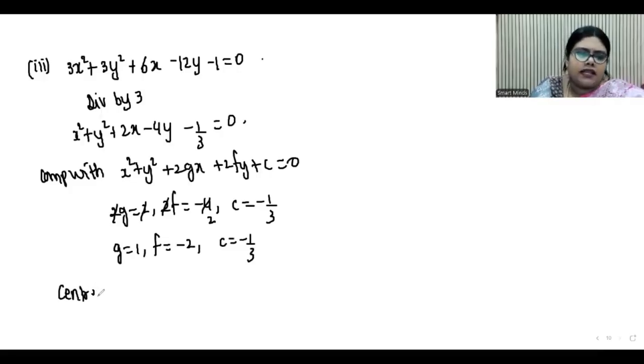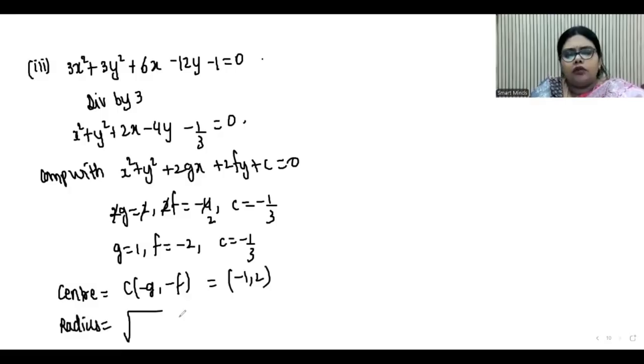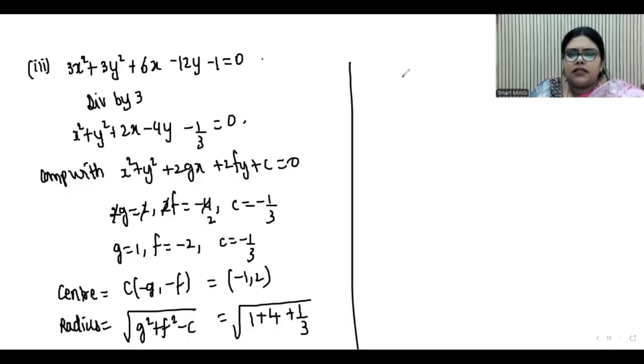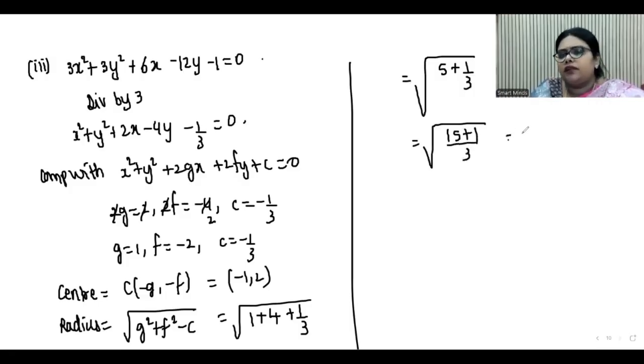So what is center? Center is minus g comma minus f, that is minus 1 comma 2. And what is radius formula? Root over g square plus f square minus c. That is root over 1 plus 4 plus 1 by 3, because minus of minus will become plus. That is root over 5 plus 1 by 3. That is root over 15 plus 1 by 3. That is 4 by root 3.